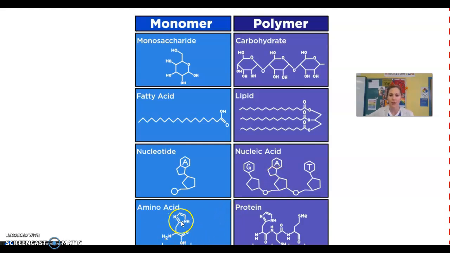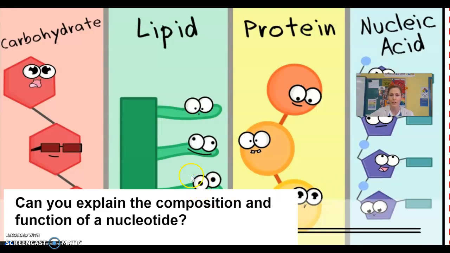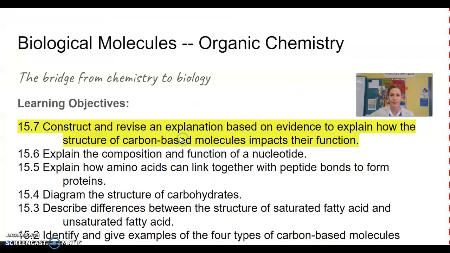Amino acids are the monomer or building block for proteins. Proteins are combined amino acids in a peptide bond and then form very complex structures that make up most of life. So can you explain the composition and function of a nucleotide? Again, looking at all 4 of our macromolecules.